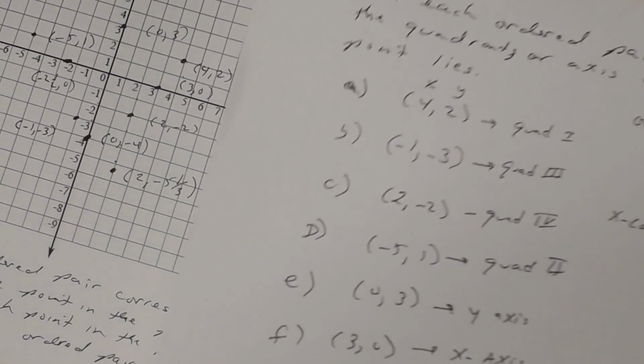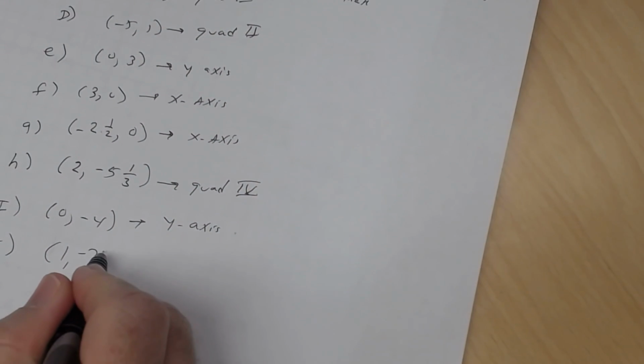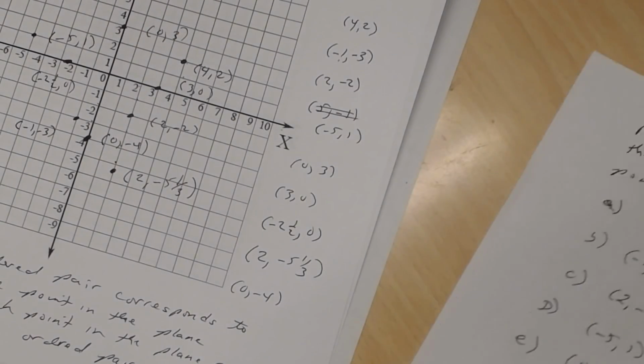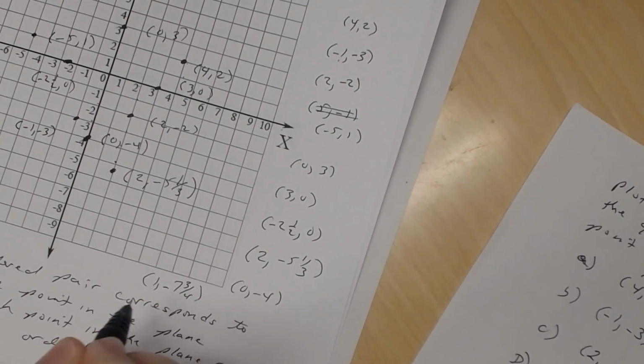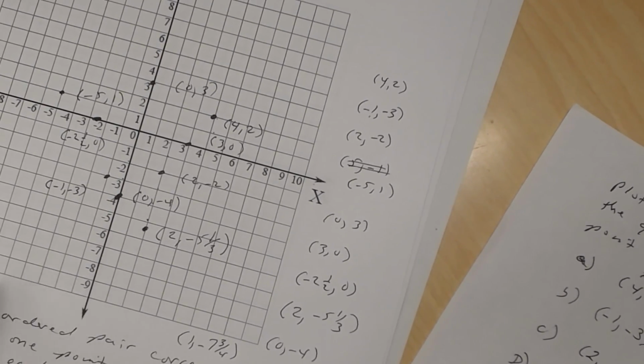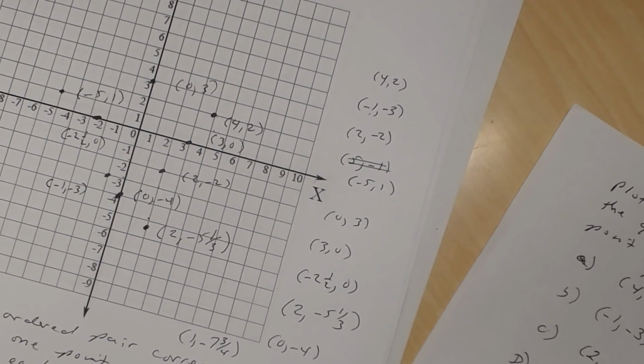Let's see if I have enough room. All right, so let's suppose I had (1, -7 and 3/4). Okay, so I start at the origin.